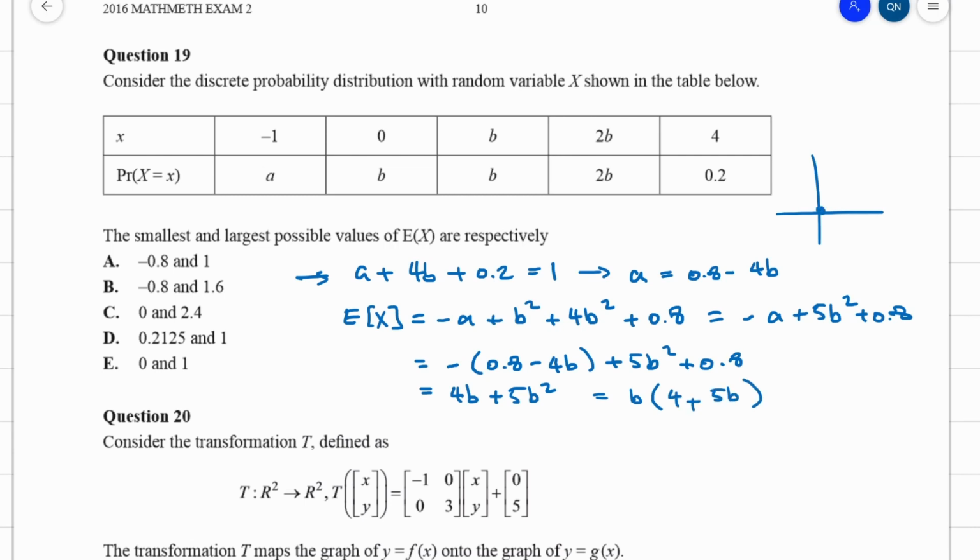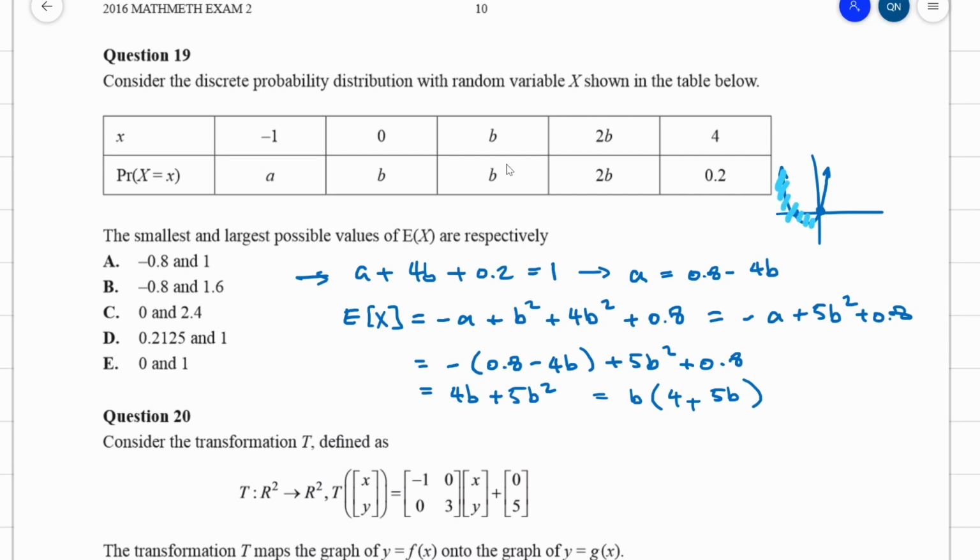So we're going to get an intercept at 0, and at b equals negative 4/5, I believe. So we have a graph that looks like this. First of all, b has to be positive. I just realized, because b is in these probabilities, we need b to be positive, so we can forget about everything over here. So b has to be positive.